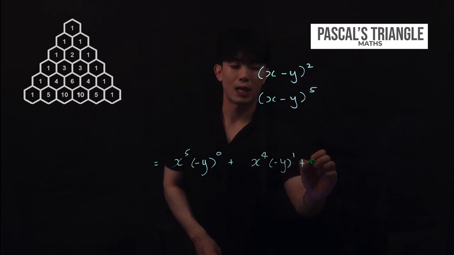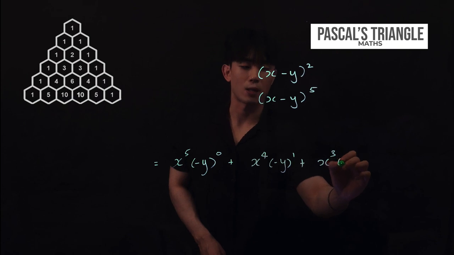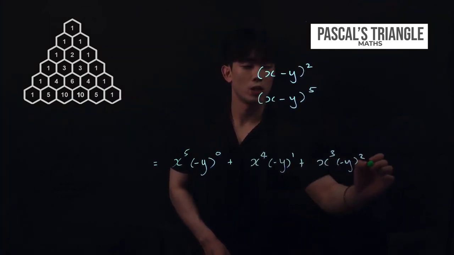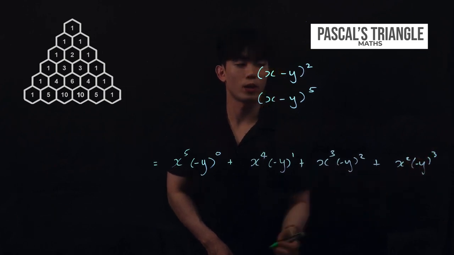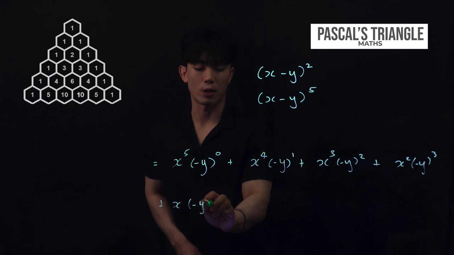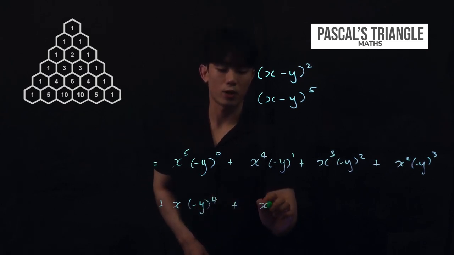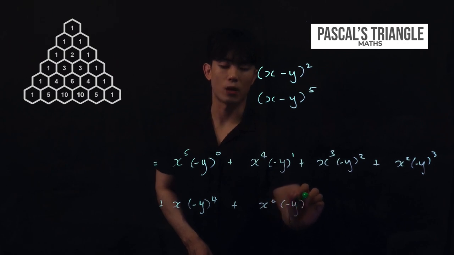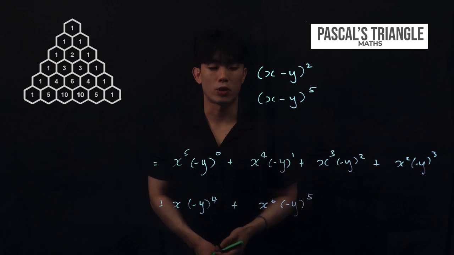The third term, as it keeps decreasing the x, so x to the power of 3, and minus y to the power of 2, plus x squared minus y to the power of 3, plus x times minus y to the power of 4, and the last one will be x to the power of 0, and then minus y to the power of 5. So now we've set up our initial expansion.